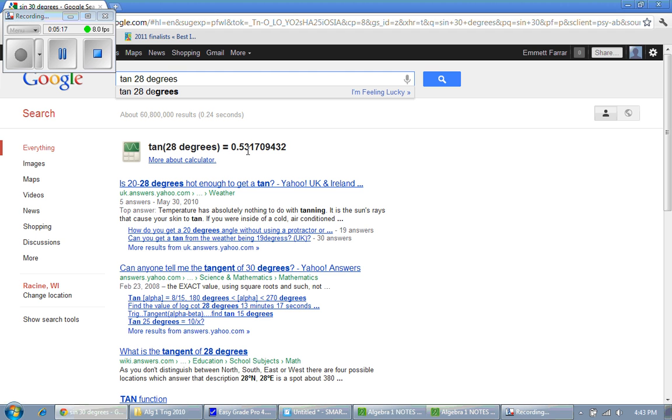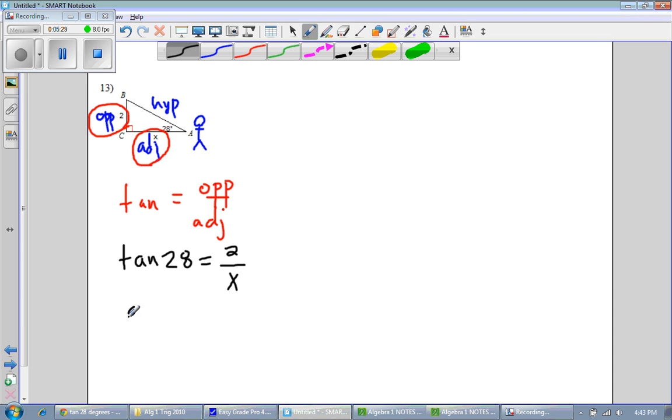We get a much longer decimal this time. It's traditional to use 4 decimal places, so 0.5317. 0.5317 is equal to 2 over x. We're one step away from the answer. Do we multiply these two now? Well, I guess so. The little shortcut would be instead, when x is in the denominator, you divide 2 divided by whatever this number over here is.